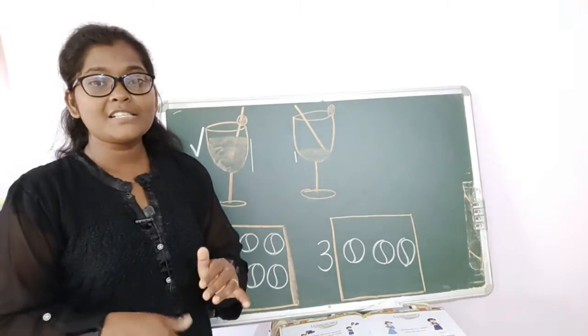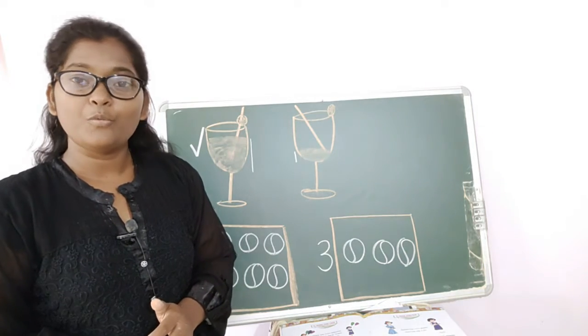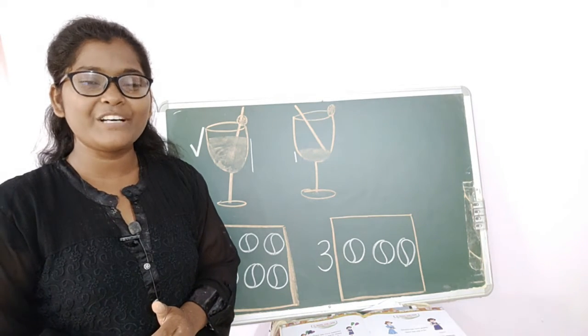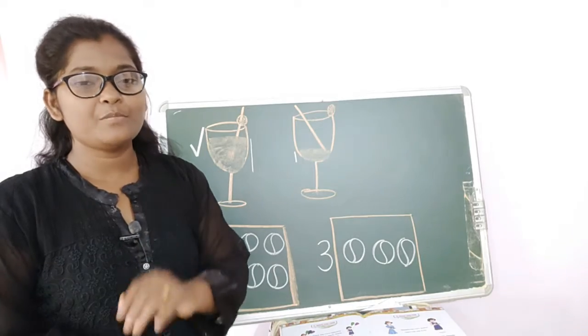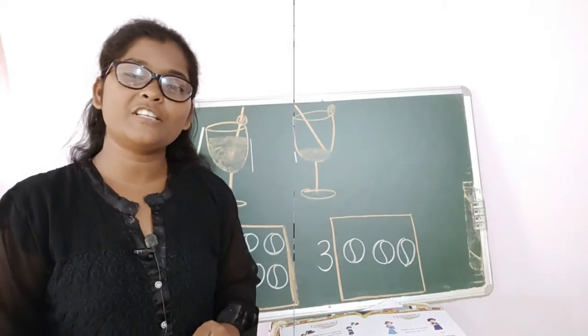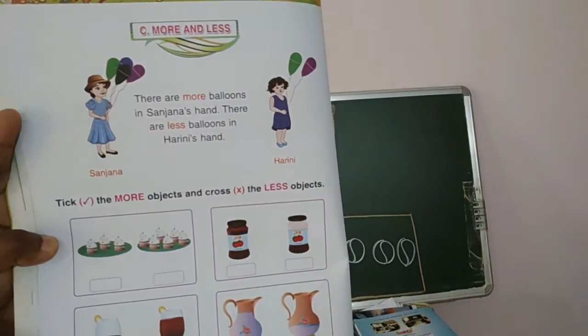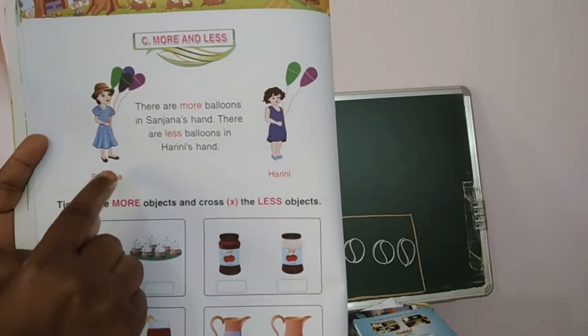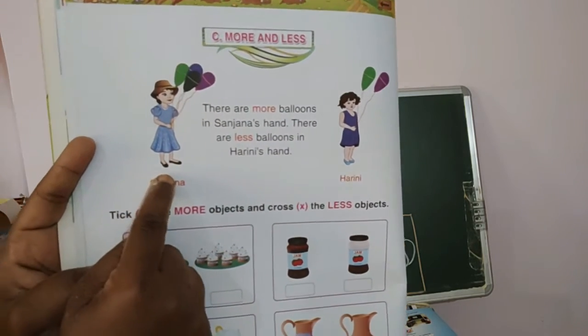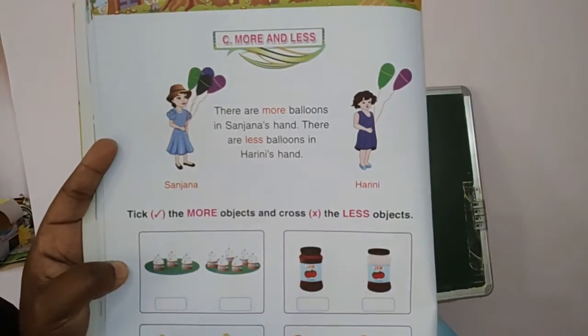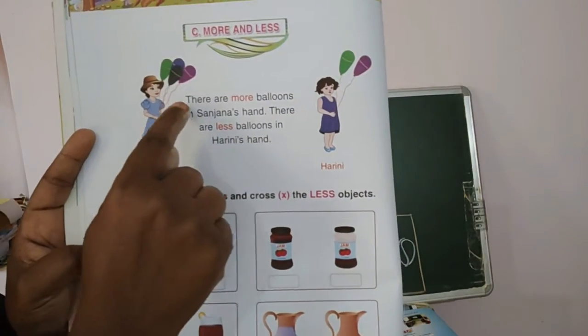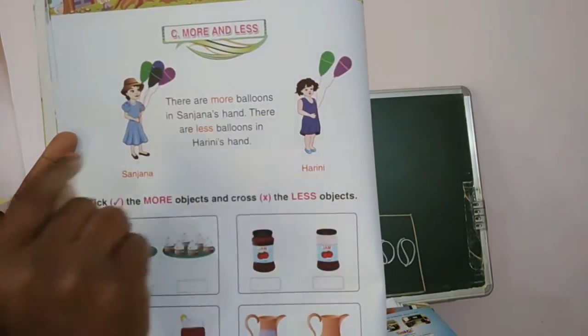Okay. Let's learn more about more or less with the help of our term 2 textbook. So be ready children, take out your term 2 book. This is your term 2 book. See children, Sanjana, she is Sanjana and she is Harini again. Then there are more balloons in Sanjana's hand.